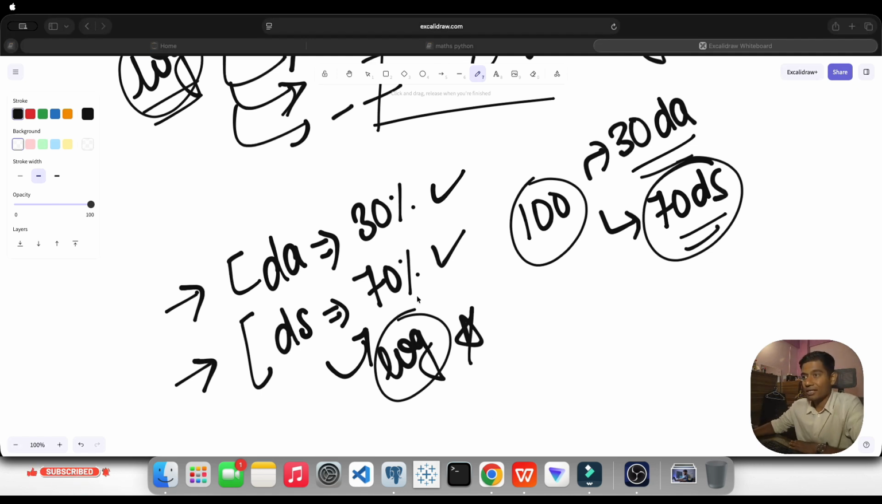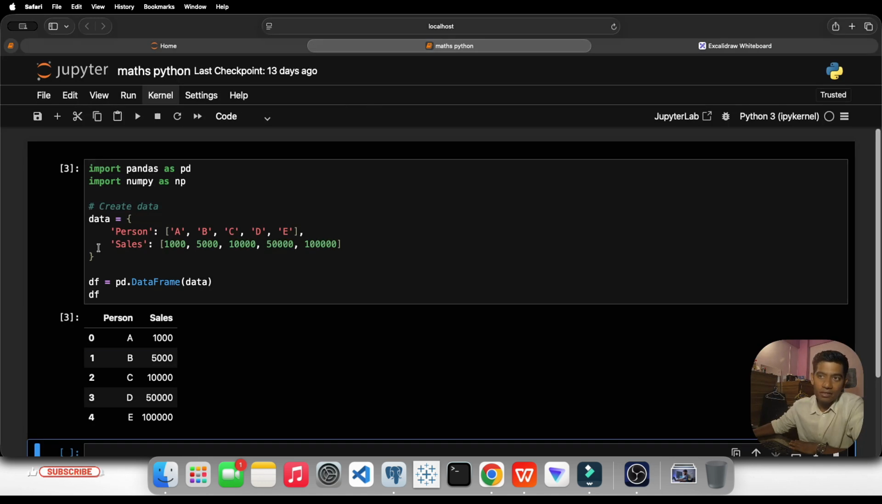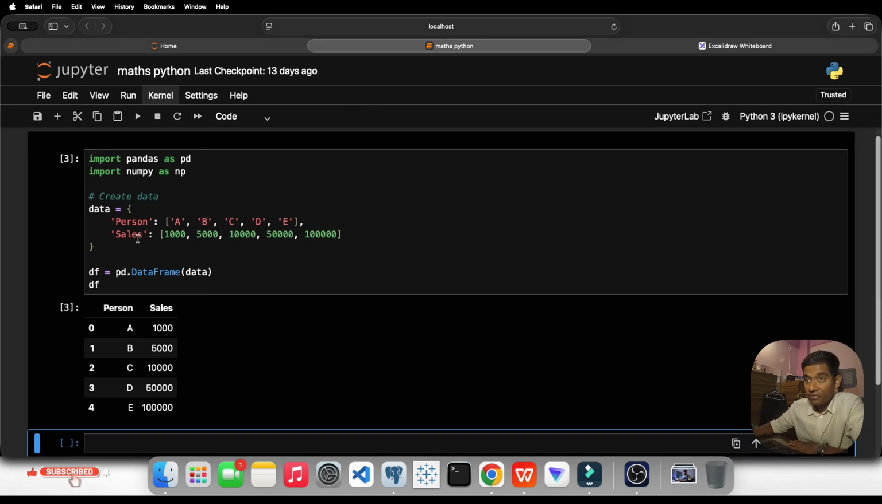Right now we will see the practical part of it. And this is the data frame, these are the persons A, B, C, D, E, and we have sales here. You can see the sales number is huge, kind of huge, not that huge. So if we want to find the difference, suppose the weekly or daily sales, the difference will be huge, right?